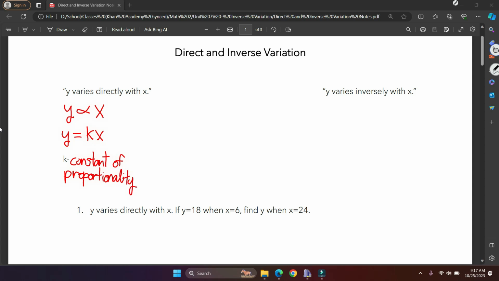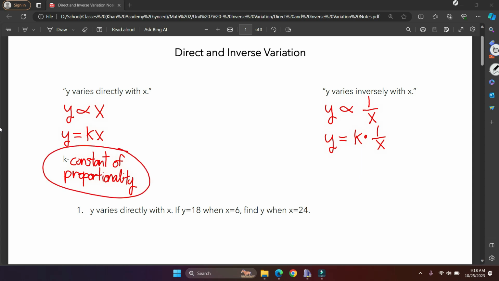Now, by comparison, when we have a statement that says y varies inversely with x, what that means is that the variable y is proportionate to the inverse of x, or 1 over x. And as an equation, what that means is that y is equal to a constant k times 1 over x. And this k, of course, is the same constant of proportionality that we talked about earlier. So these are our two cases.